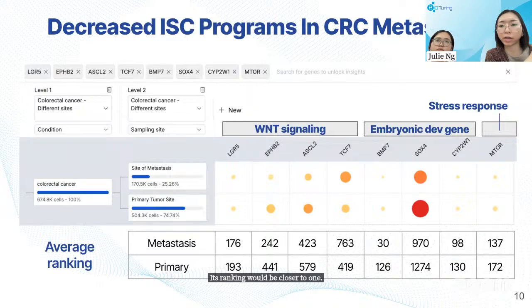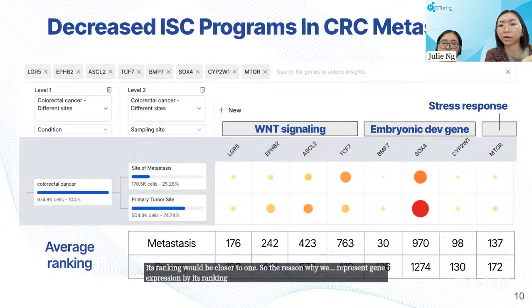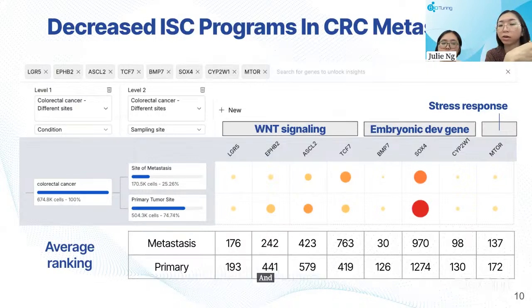So the reason why we represent gene expression by its ranking is that this is how we can normalize the expression level across different data sets and combine data sets this way, so that we can compare their gene expression levels.